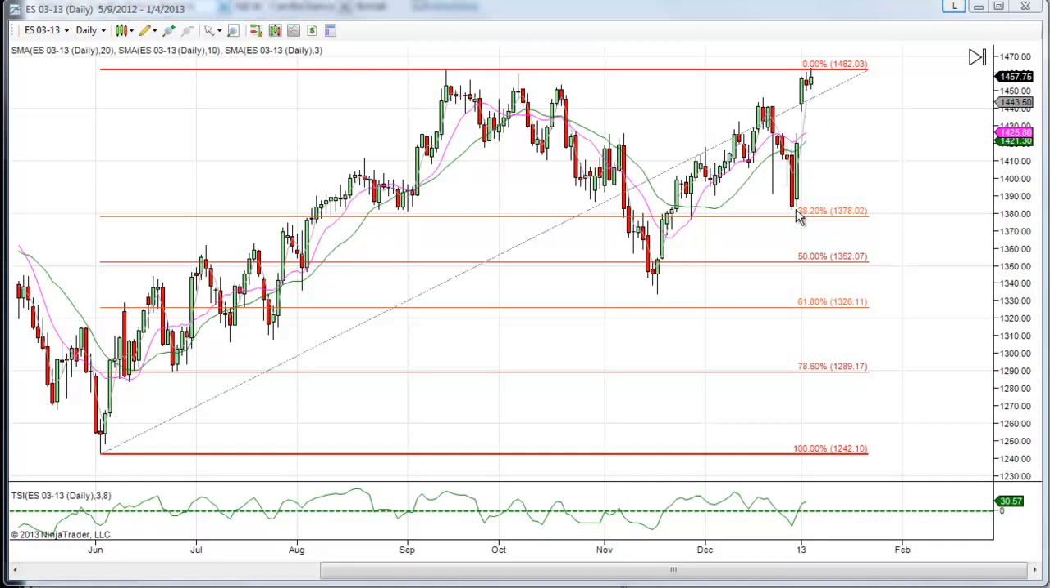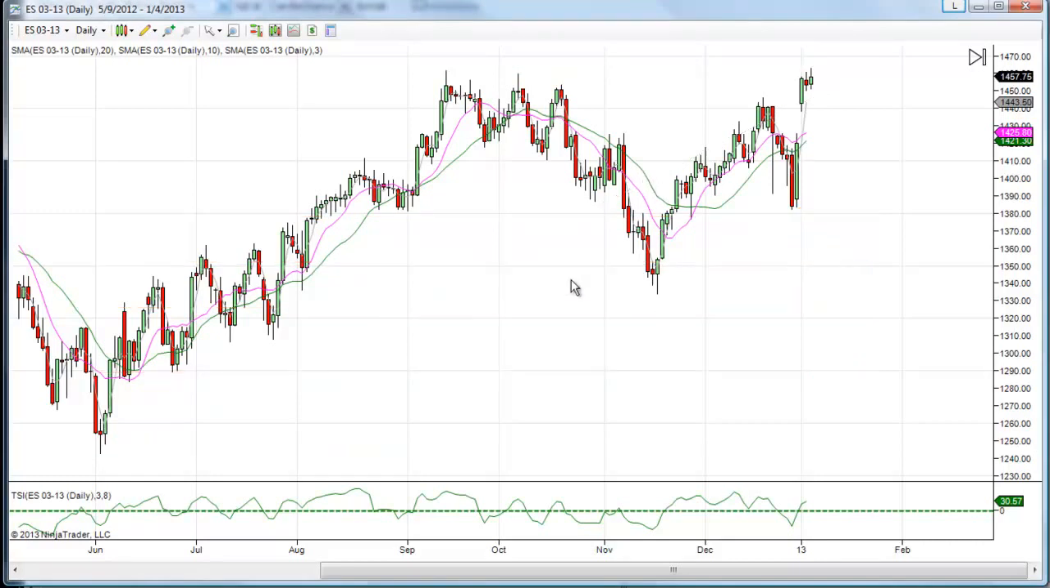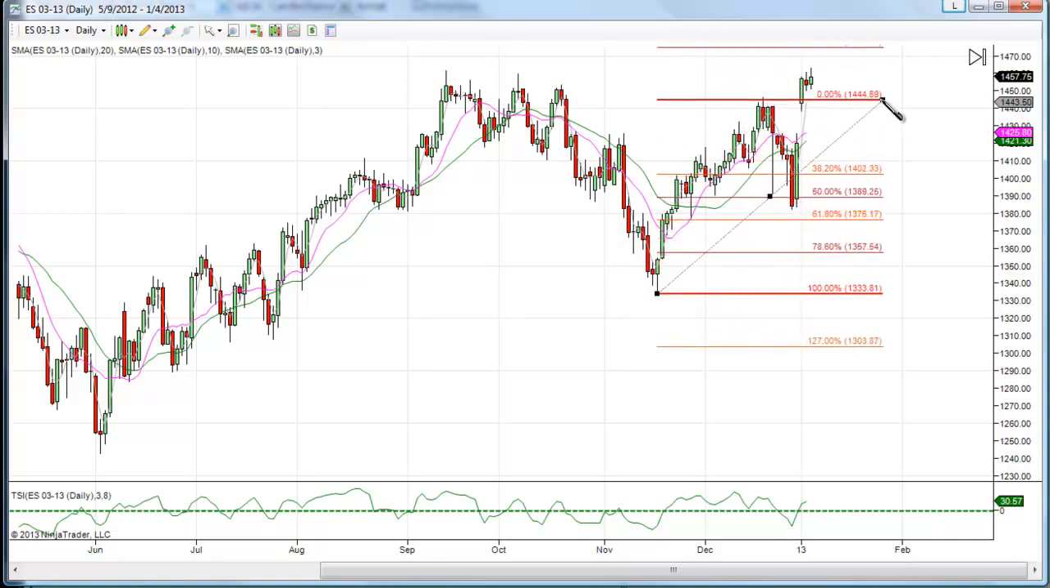Okay, we were just shy of the 382, and with the trading that we saw on Wednesday, Thursday, and Friday, we're right back up here at the highs. So let's take a look at the fibs from this point, this low here in November, up to this recent high.